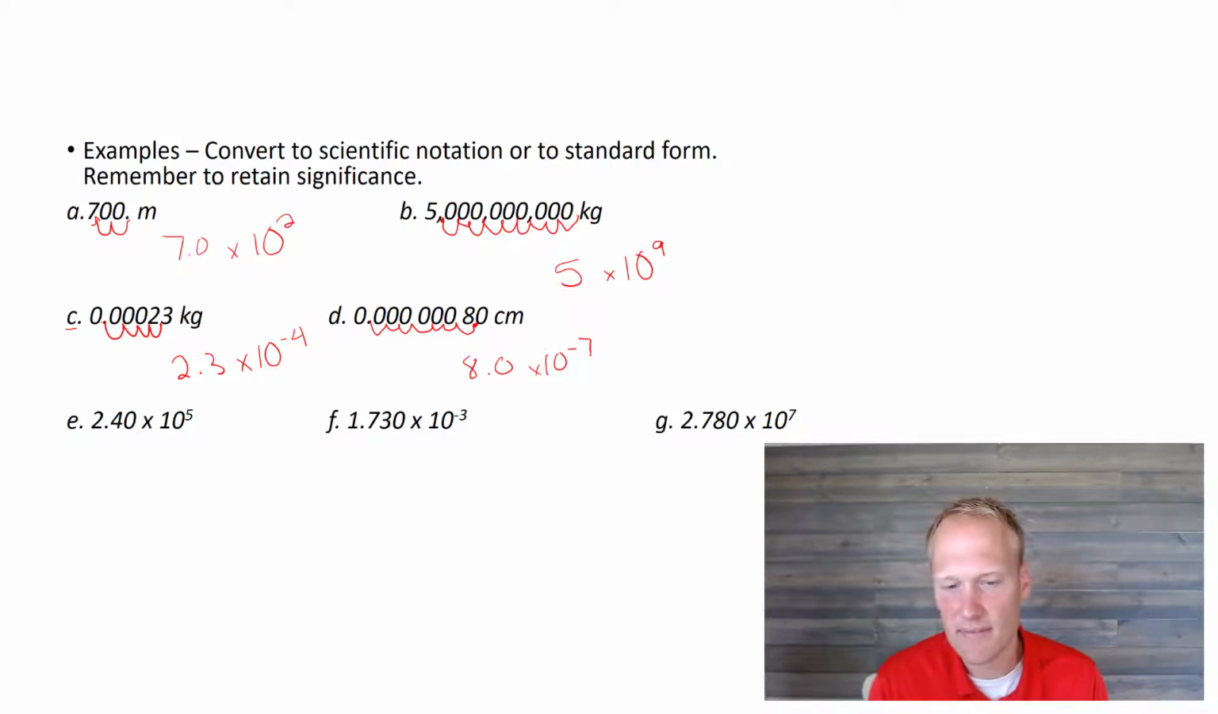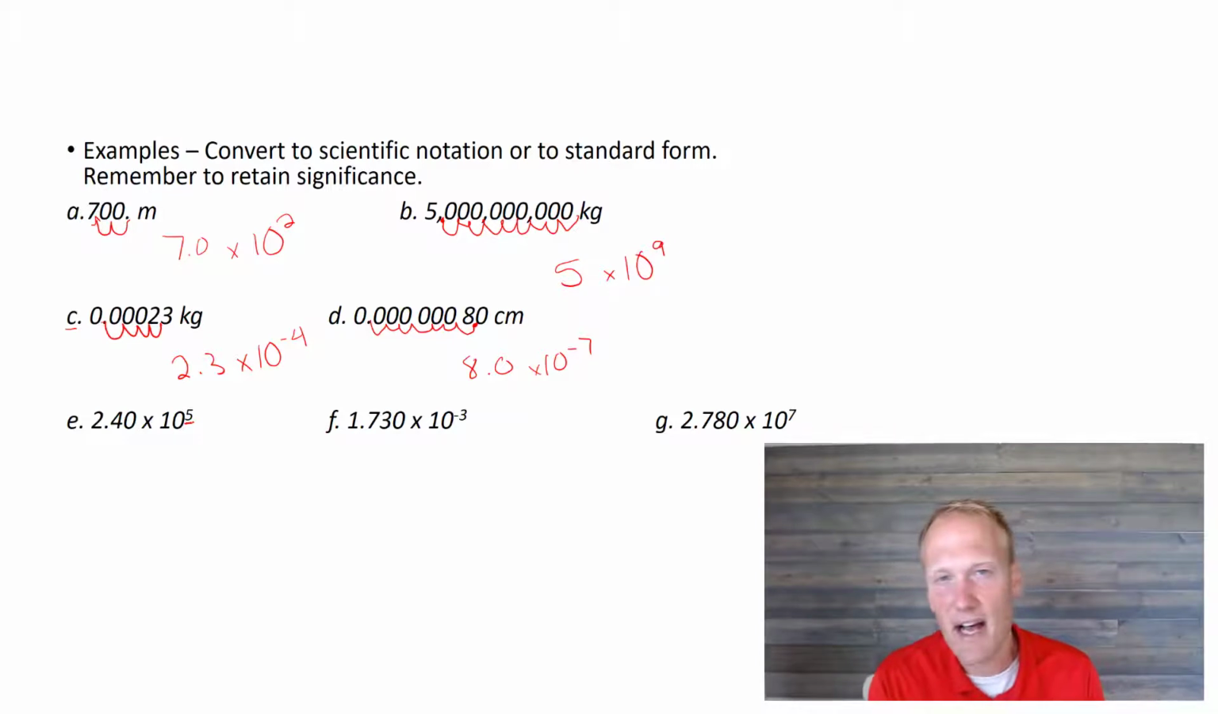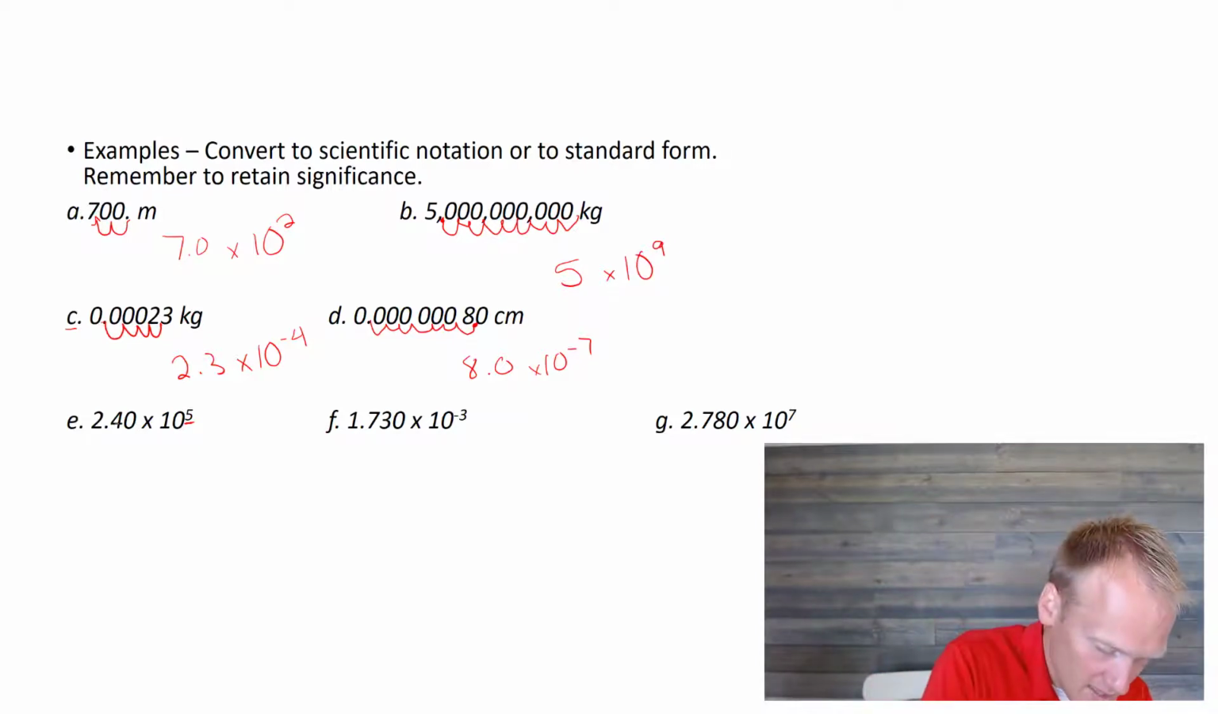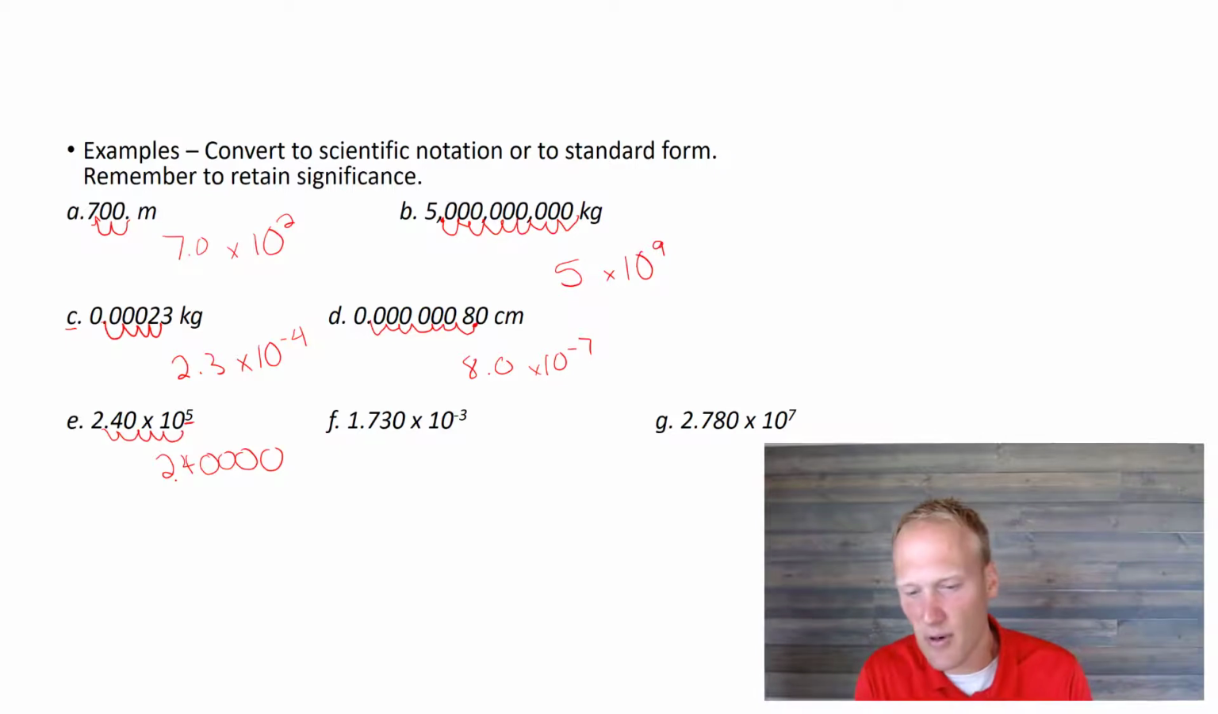You also need to be able to go the other way. If I give you scientific notation, you need to be able to take it out of scientific notation. So this is positive 5. What that means is this number is a large number, which means our decimal needs to go this way, 1, 2, 3, 4, 5 decimal places. So 2, 4, and then 4 zeros afterwards, because the first decimal place was the 4 that we jumped.